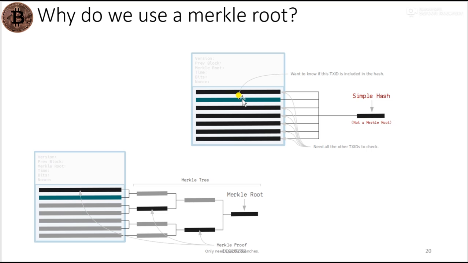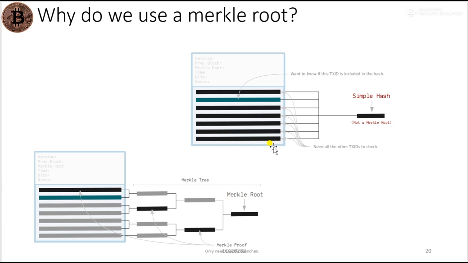You need all these transactions together, and you have to recreate the hash of all the transactions and then compare it with this hash. If both hashes are the same, then you can verify that this transaction is included in the creation of the simple hash. For this verification, you need all the information about all the transactions.